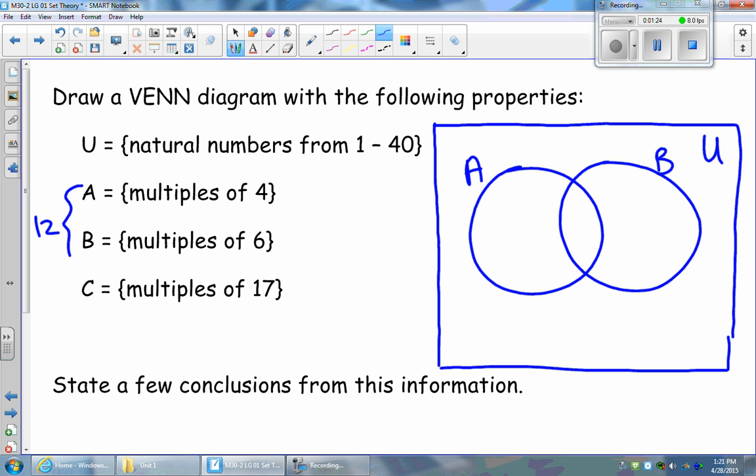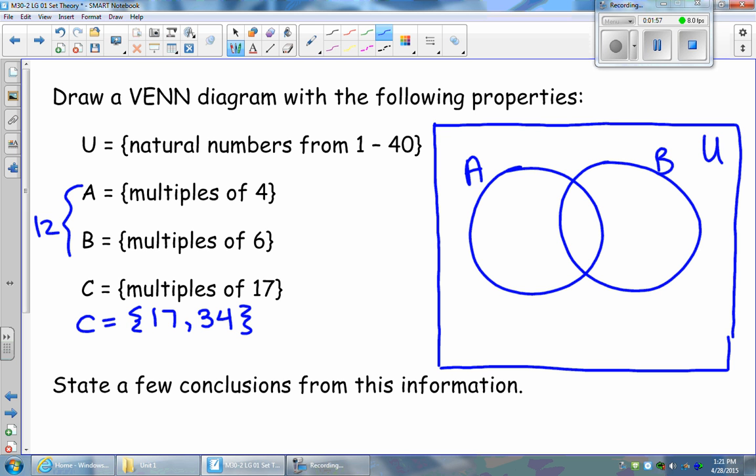Now with my third set, C, again, I need to decide if there's going to be any overlap between the sets. If I'm thinking about the set C, multiples of 17, I have 17, and the next multiple of 17 is 34. And those are the only two elements that exist between 1 and 40. Remember that our universal set are the natural numbers from 1 to 40. So there's not going to be any overlap here.